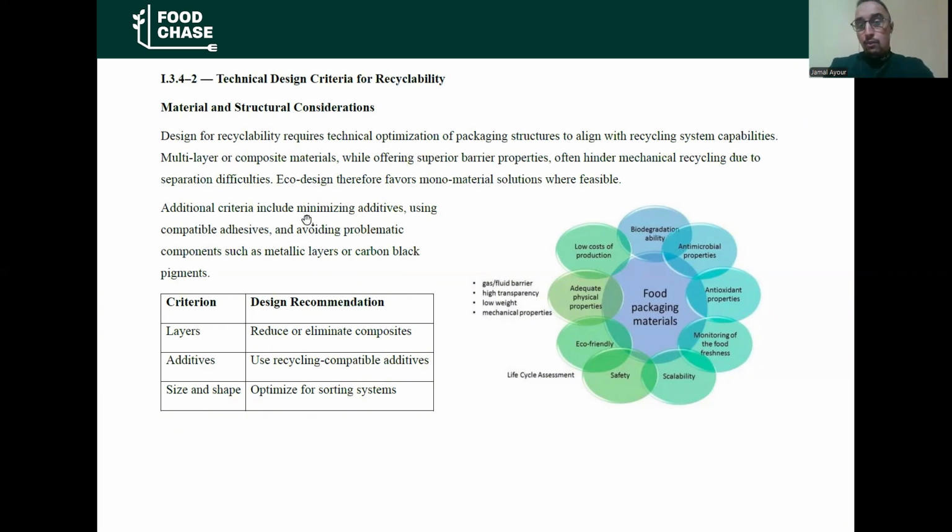Additional criteria include minimizing additives and using compatible adhesive, for example. And then all this information makes the improved quality of the product and gives you a practical packaging to use for your product.